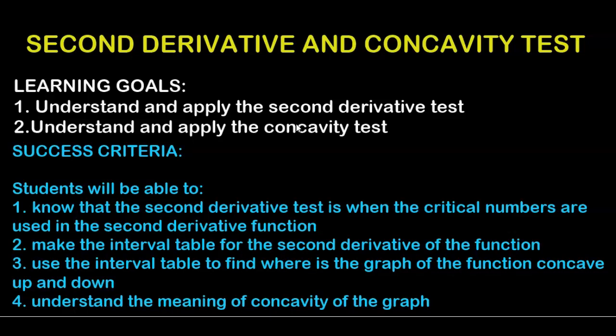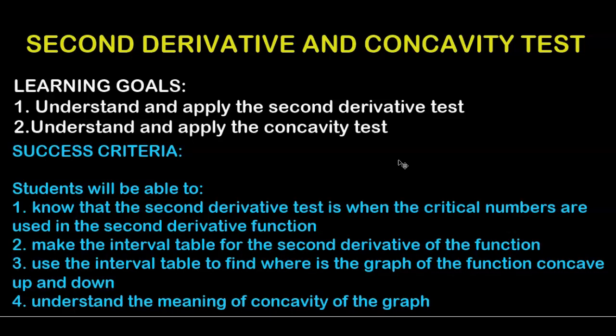The success criteria for this lesson, after going over this lesson, would be that students will be able to know that the second derivative test is when the critical numbers are used in the second derivative function. Students will be able to make the interval table for the second derivative of the function. Students will be able to use the interval table to find where the graph of the function is concave up and concave down. Students will be able to understand the meaning of concavity of the graph.